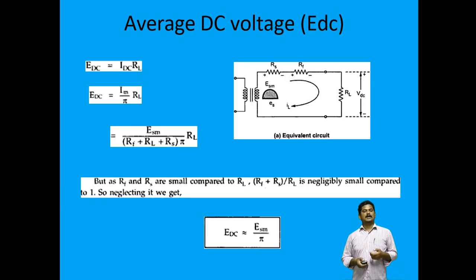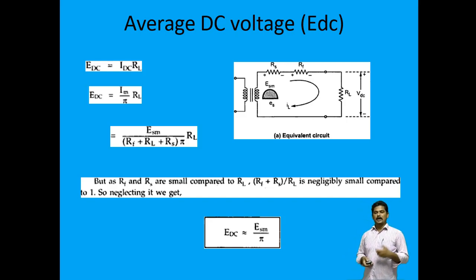DC voltage, and the formula for DC voltage, V equal to I into R, that is the average DC voltage. We can calculate it as EDC is equal to IDC into RL, and when we substitute the value of IDC is equal to Im by pi, we will get the equation EDC is equal to Im into RL divided by pi.